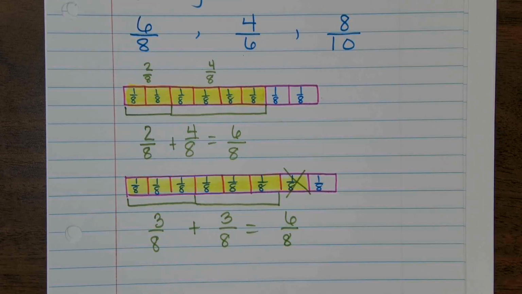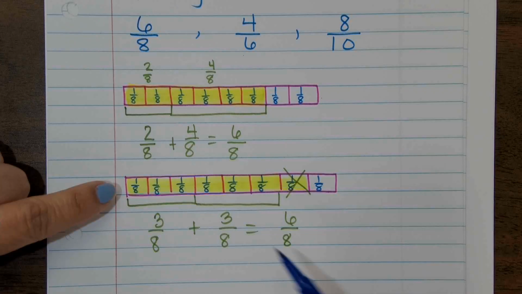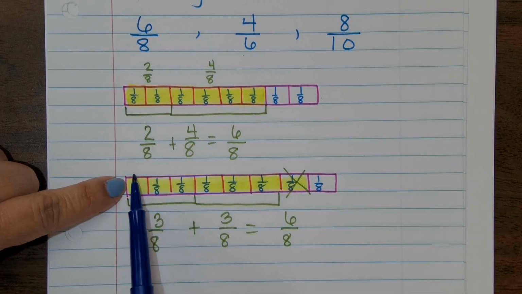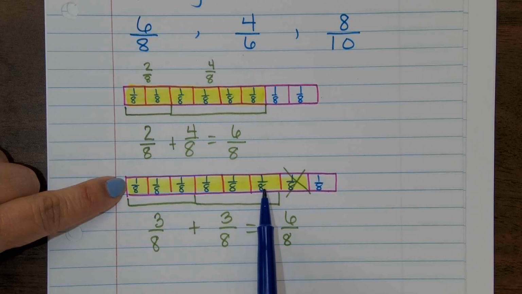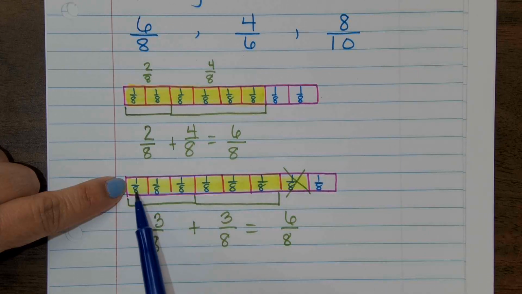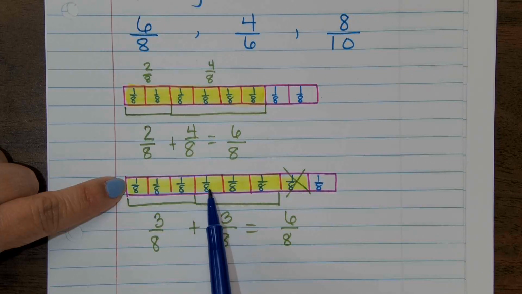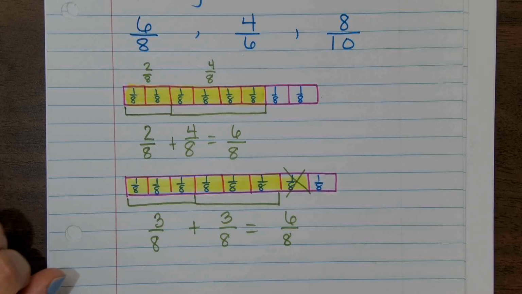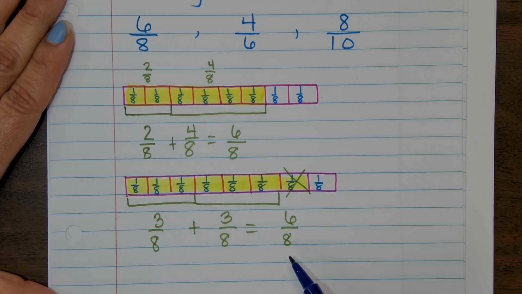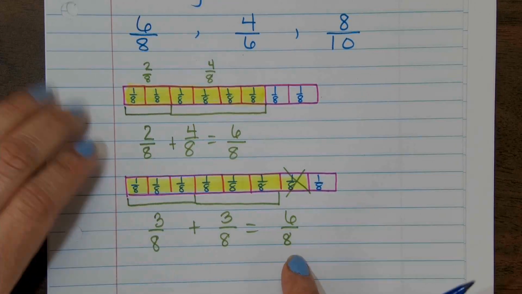There's still another way. There are several different ways. I can also do 1/8 plus 5/8 equals 6/8. I can do, it would be the same, 4/8 plus 2/8. So these are different ways to find the sum of fractions to equal 6/8.